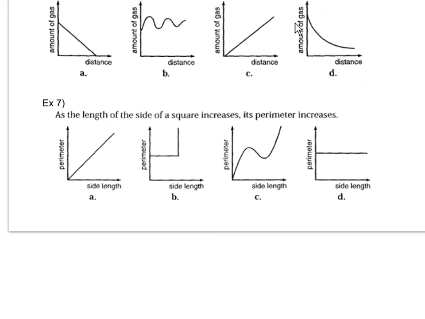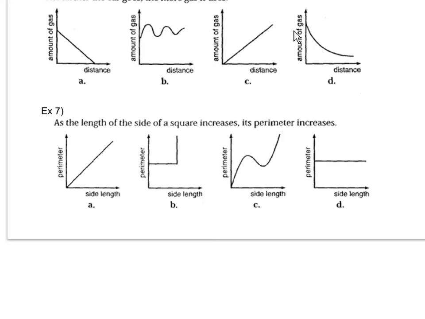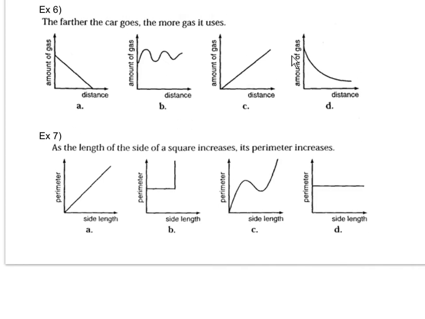All right, example 7. As the length of the side of a square increases, its perimeter increases. So here we have the perimeter and the side length on all of these. As your side length increases, the perimeter should increase, right? If you look at this one, the side length increases, but the perimeter stays the same. The side length increases, but the perimeter goes up and down. The side length increases, but then it stays the same, but then jumps up right there. It doesn't make any sense. So this one has to be the right one. The side length increases, the perimeter increases.